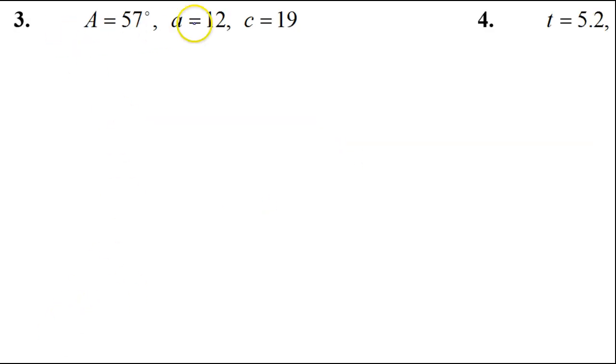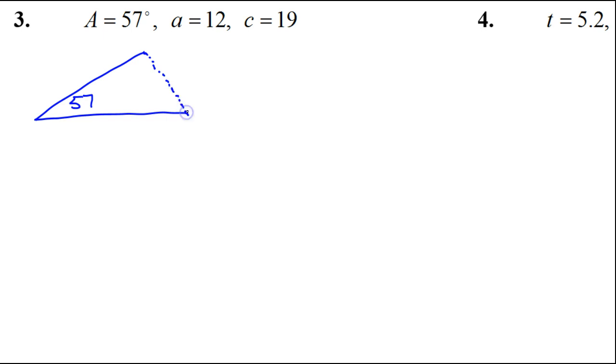Looking at problem number 3, I see that we have two sides and an angle. This could be the ambiguous case, so I'm going to be very careful the way I set this up. I am going to definitely start by drawing a horizontal segment. I'm going to put an angle on the left side like this. I'm going to put my one angle right here, so that's going to be my 57. For now, I'm going to make this a dotted line.